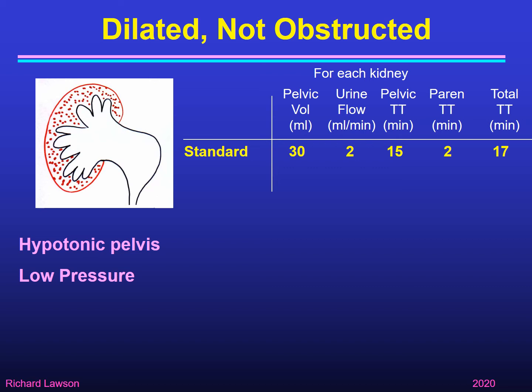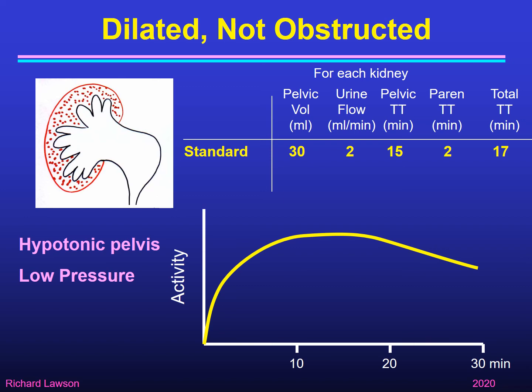We still have a normal parenchymal transit time of 2 minutes, so the total transit time is 17 minutes. If you model a renogram with a transit time of 17 minutes, it's something like this, which, as you can see, is very similar to the brown curve I had before from the dehydrated patient.